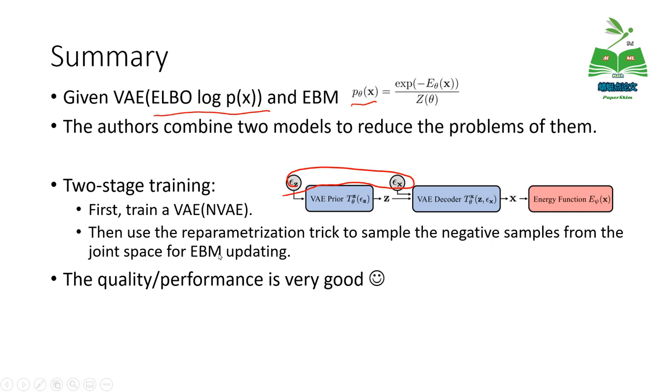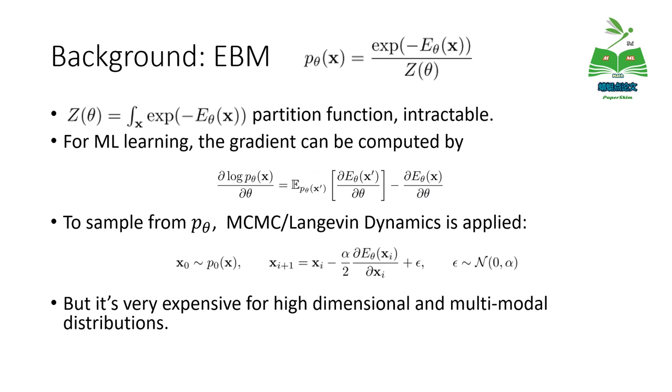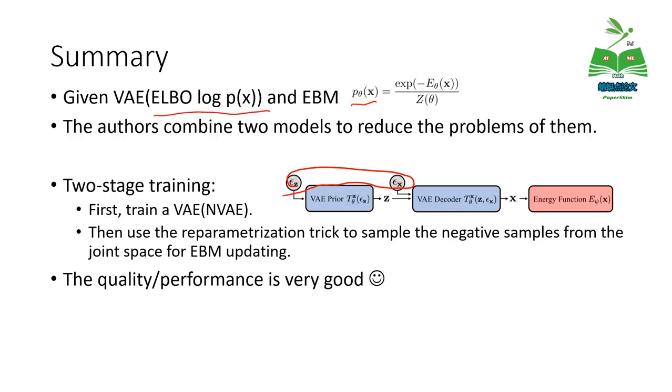Or we say the energy-based model is to refine the distribution. The final performance of this model is very good. But I think a potential problem is they have a huge set of parameters, because they use NVAE. It has a lot of parameters.